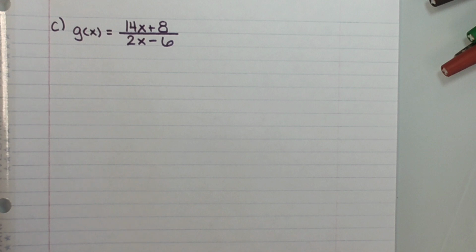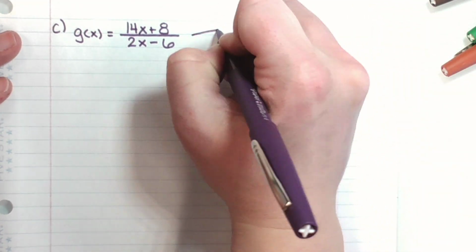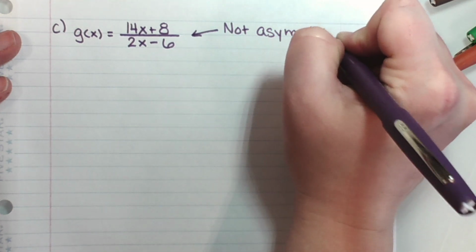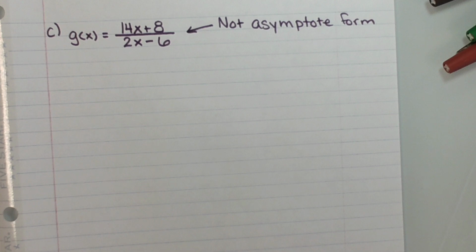Notice anything about this one? It looks different than the other ones in the fact that it's got an X up top and it's got a number being added to said X up top. This is not asymptote form. When it's not in asymptote form, you cannot go directly to the transformations because you don't know what they are.